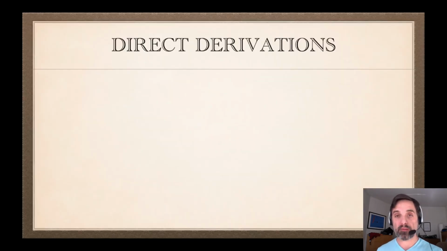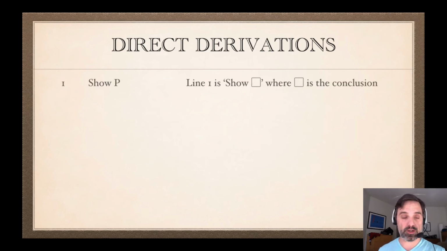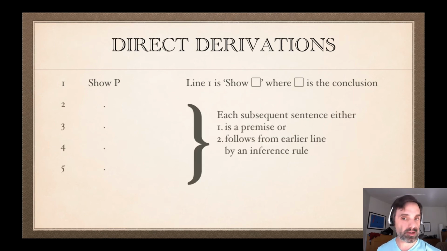So, we're going to have a schematic description of a direct derivation. On the first line of a direct derivation, in fact of any derivation, we have show square, where square is our conclusion, suppose it's P. And then we have subsequent lines. On those subsequent lines, we're going to put in premises, and some lines are going to be generated as the justification will be premise. The other lines, the justifications will be that the line follows from earlier lines with an inference rule.